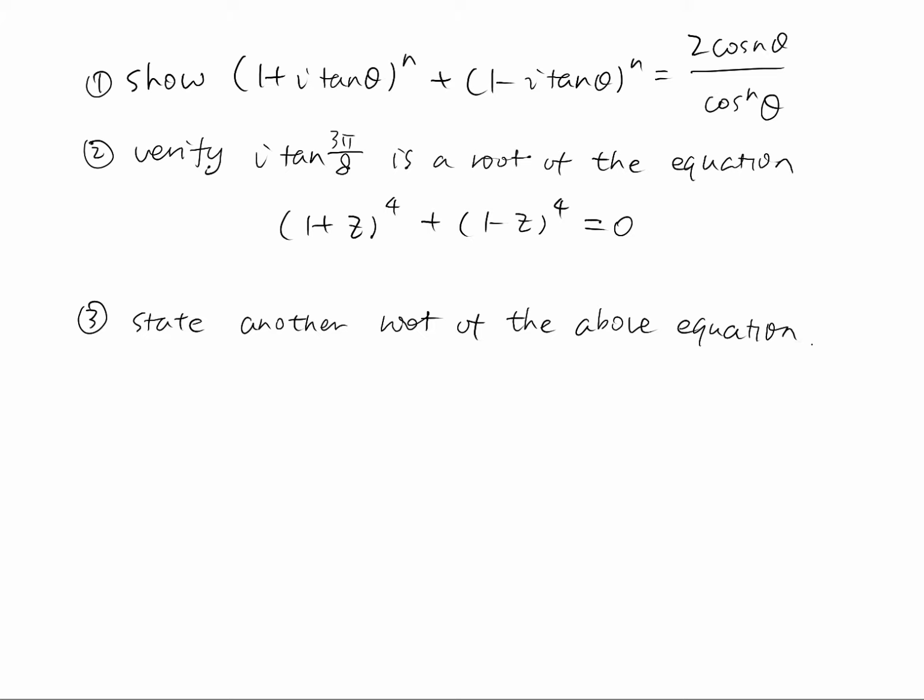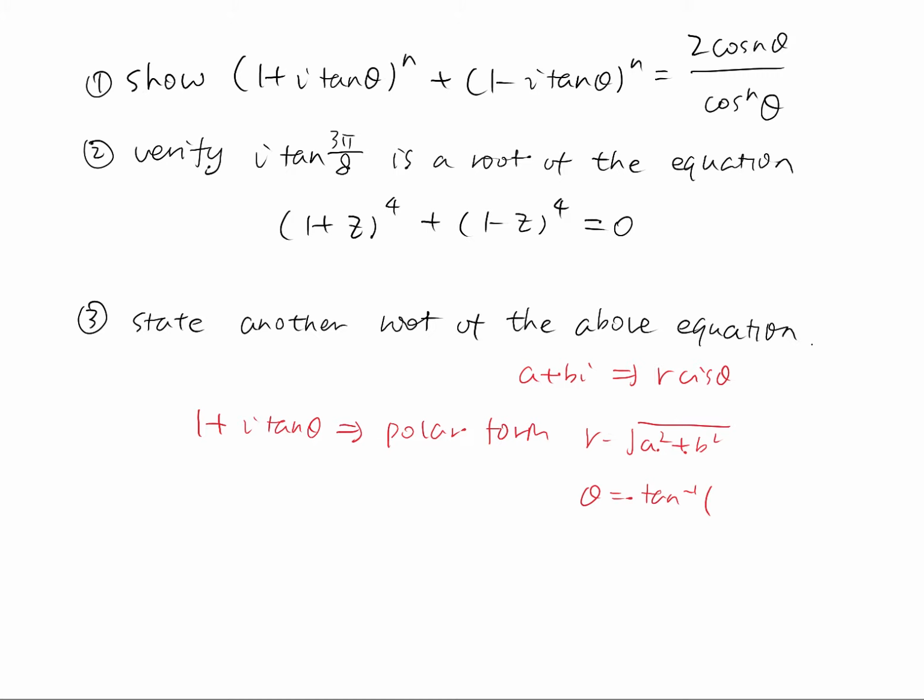So we have 1 plus i tan θ. We'll just consider that and convert this into polar form. Let's try to do the conversion. If you have a plus bi and you want to convert it into r cis θ, r equals the square root of a squared plus b squared, and θ equals tan inverse of imaginary over real. We just follow the same thing.